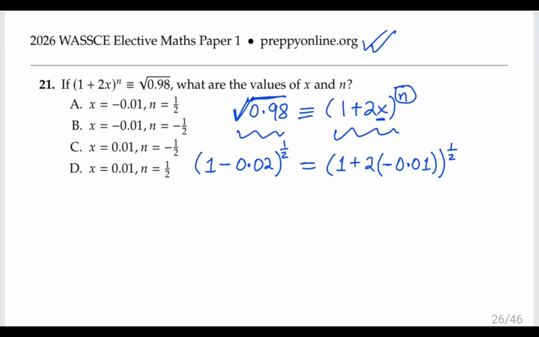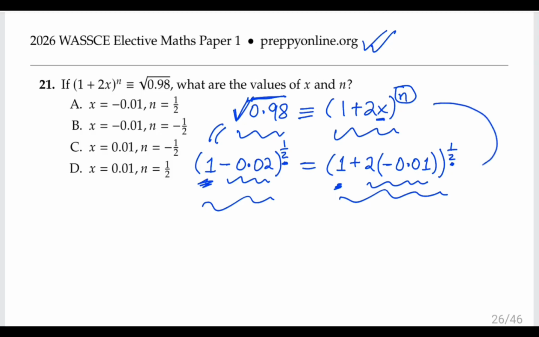So let's just check. We have this 1 here, we have the 1 here, then we have 2 times minus 0.01, and that gives you minus 0.02. And then this half here is also here. So indeed, this is equal to that. And remember, this is equal to the square root of 0.98. So now I want to compare these two things.